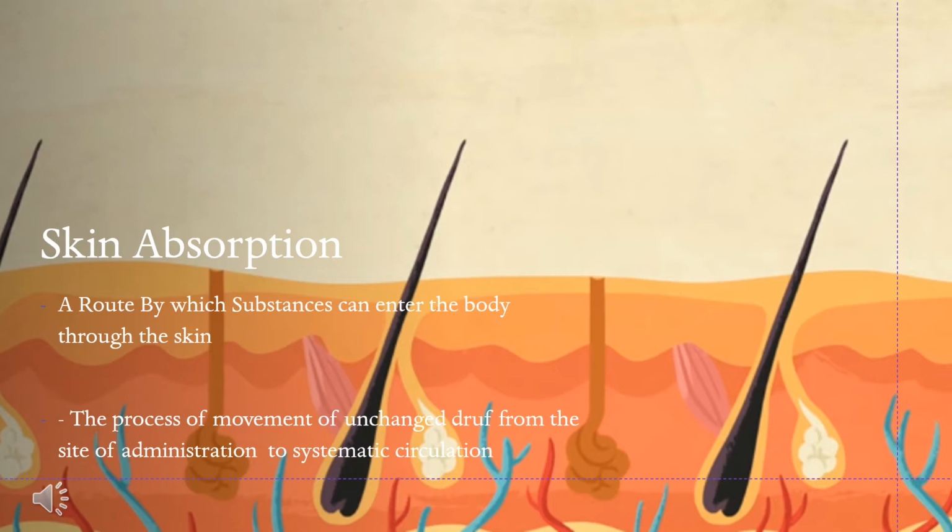So skin absorption is a route by which substances can enter the body through the skin. It is the process of movement of unchanged drug from the site of administration to systemic circulation. There is always a correlation between the plasma concentration of a drug and the therapeutic response. Thus, absorption can also be defined as the process of movement of unchanged drug from the site of administration.